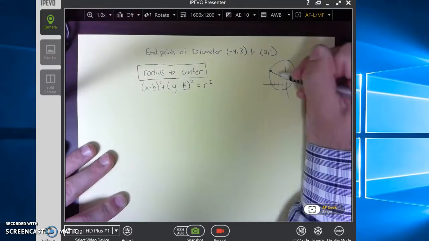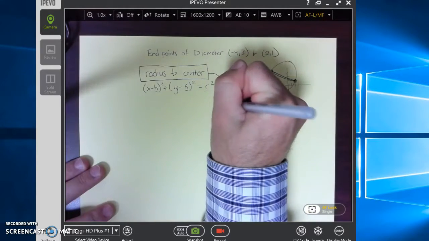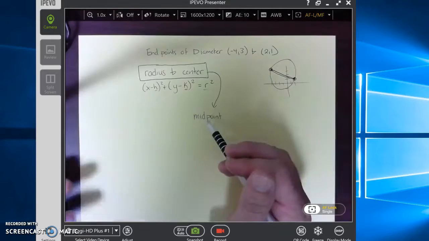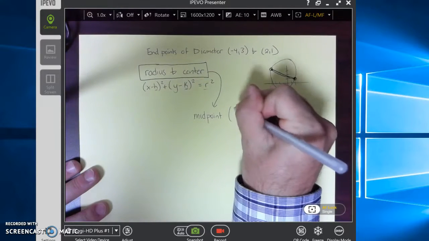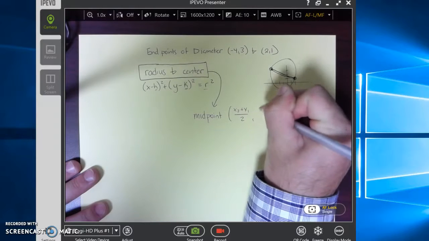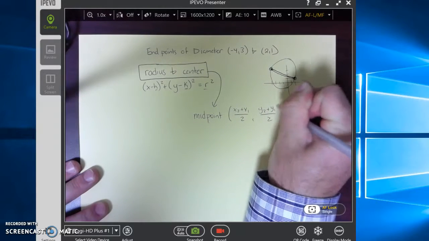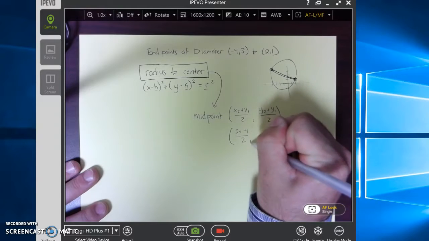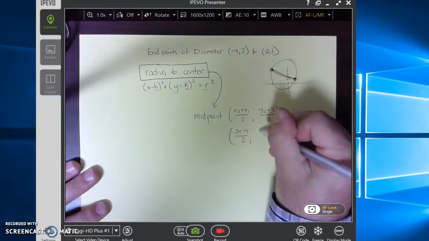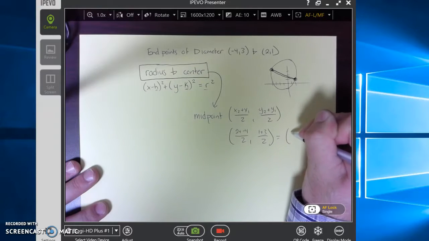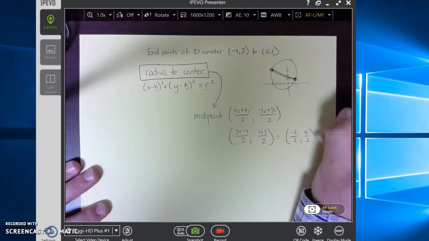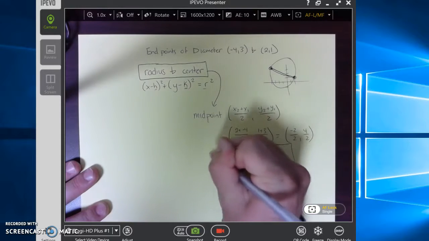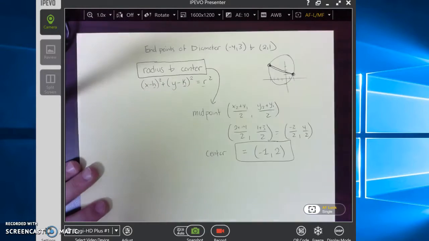So to find the center, I need to find the midpoint. To find the midpoint, I use the formula (x2 plus x1) divided by 2, comma, (y2 plus y1) divided by 2. In this case, I have 2 plus a negative 4 divided by 2, and then 1 plus 3 divided by 2. That gives me negative 2 over 2 and 4 over 2, which is going to give me (negative 1, 2). So that's my center. So I found the midpoint, which is my center.